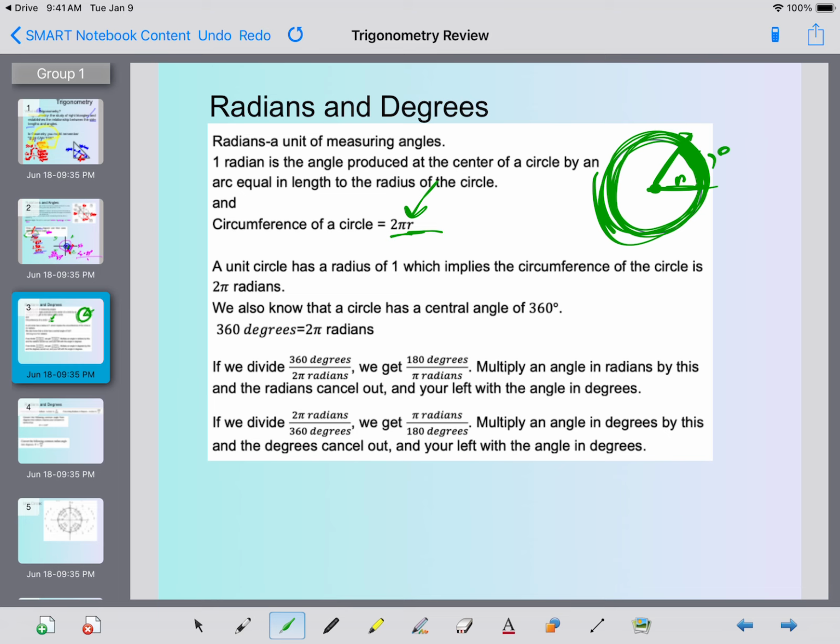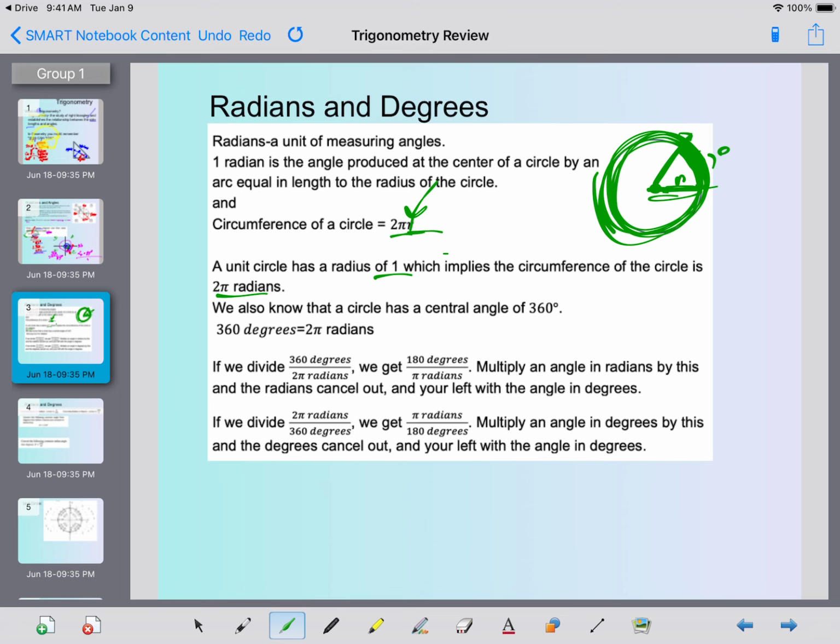So that means the circumference of your circle is going to be in terms of radians. If we're talking about a unit circle with a radius of 1, because that's what a unit circle is, it's just 1 unit the radius, then you could just plug that in for the radius, and you would get that the circumference is 2 pi.